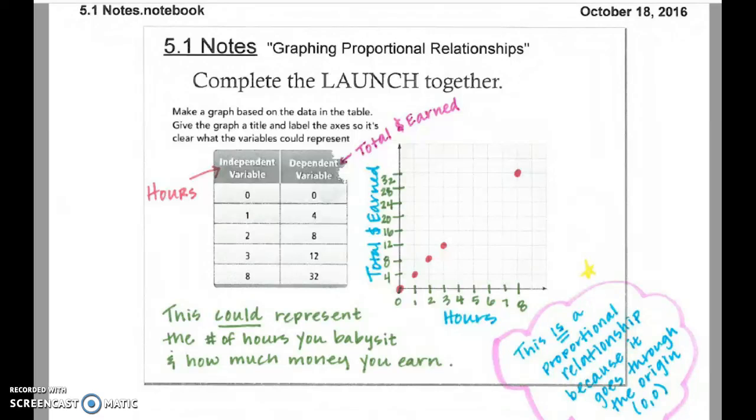Now, as I'm going through these 5.1 notes, I want to make sure that you are also taking notes on a blank sheet of paper or on OneNote and completing these as I walk you through the process. So today is 5.1, Graphing Proportional Relationships.